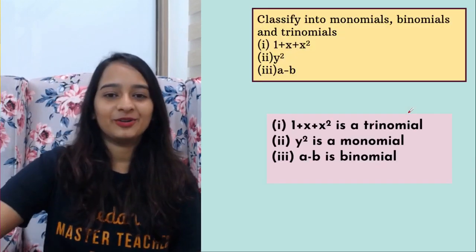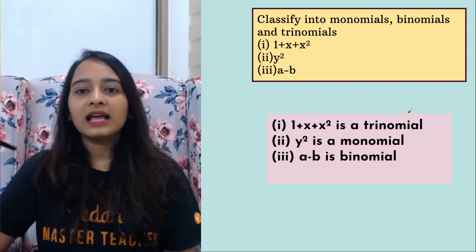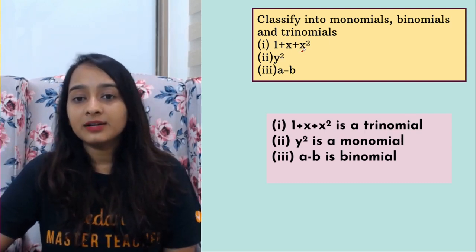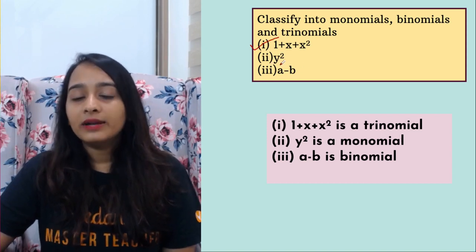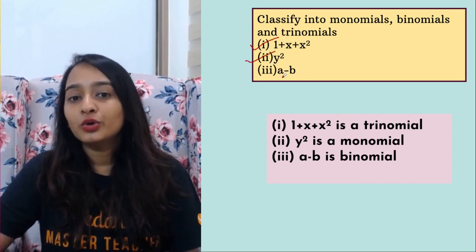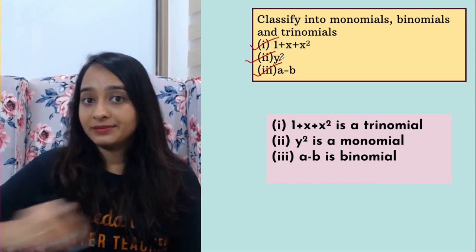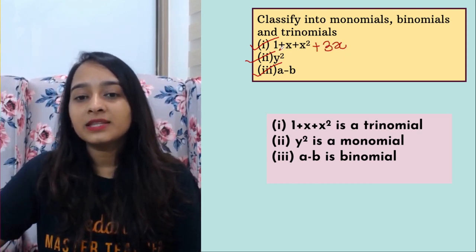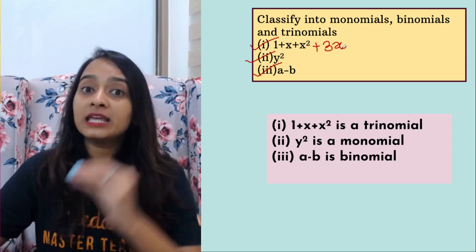Okay? Next question. Classifying into monomials, binomials, trinomials, the easiest one. Three terms are there, trinomial. Only one term, monomial. Two terms are there, binomial. Sometimes to confuse you, they might give you 3x... so you must be thinking 1, 2, 3, 4. Four terms are there, polynomial.